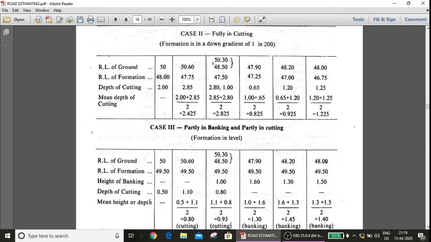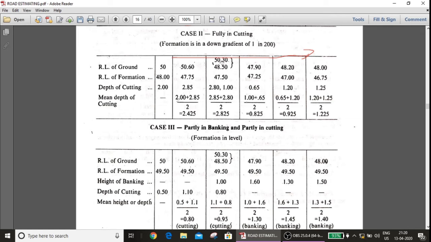Fine. So RL of the ground 50.60, same as we wrote in the earlier problems. RL of the formation they have given as 48. So the RL of the formation is a lesser value, it is below the ground level. So whatever values we get here are all cutting values. So 50 minus 48, it is 2.